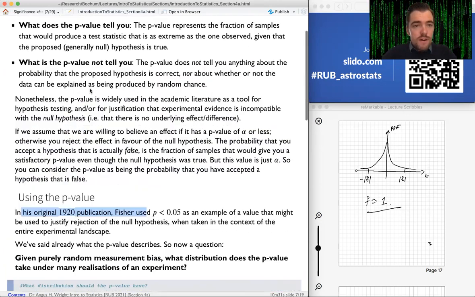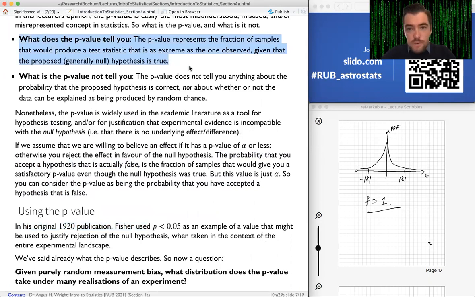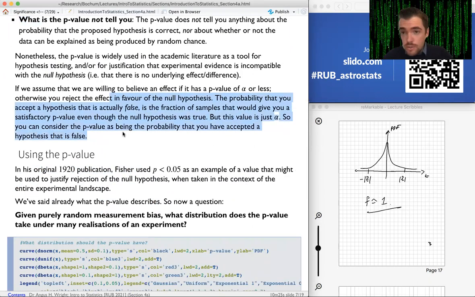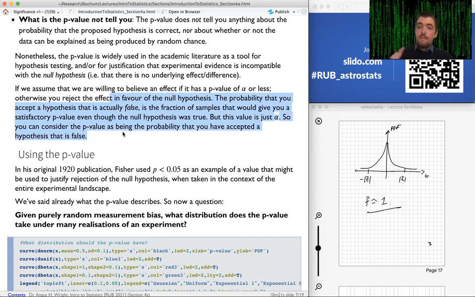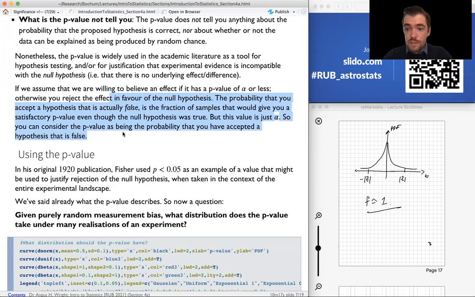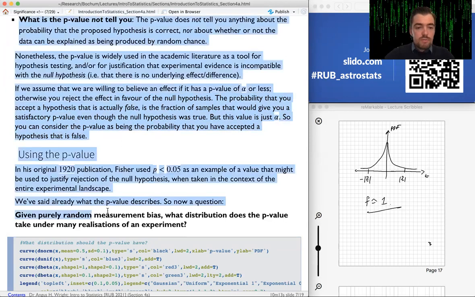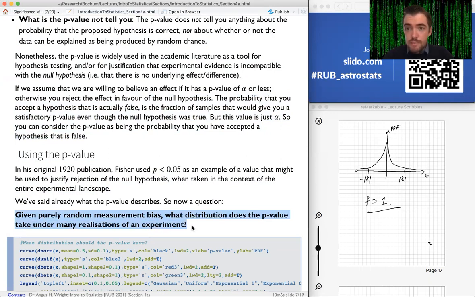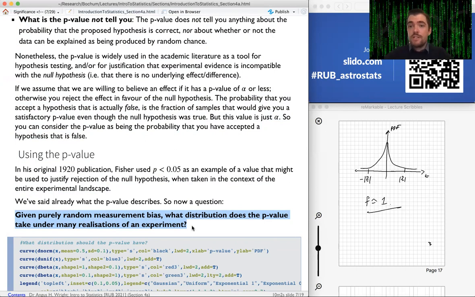So I've described to you what the p-value is. I've given you an idea of how you can use the p-value to justify whether or not you think that your data follows the null hypothesis or is in disagreement with the null hypothesis. Given purely random measurement bias, what distribution do you think the p-value will take under many realizations of the same experiment?